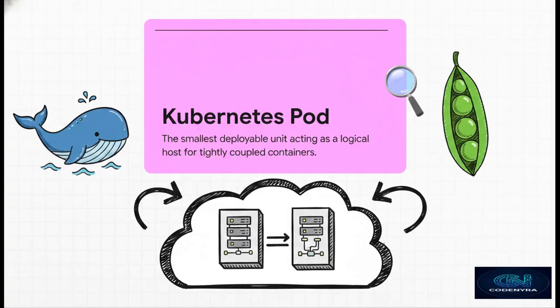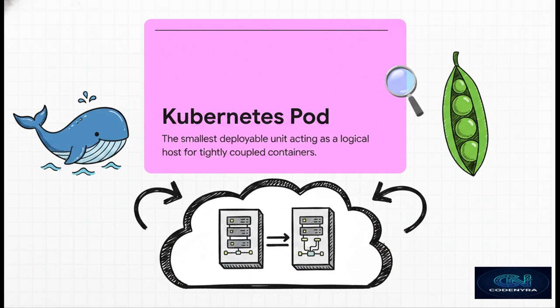Okay, so what exactly is a pod? According to the official docs, a pod is literally the smallest deployable unit of computing that you can create and manage in Kubernetes. The name itself is a great hint. Think of a pod of whales or a pea pod. A pod is essentially just a wrapper that groups one or more containers together, acting as an application-specific logical host.